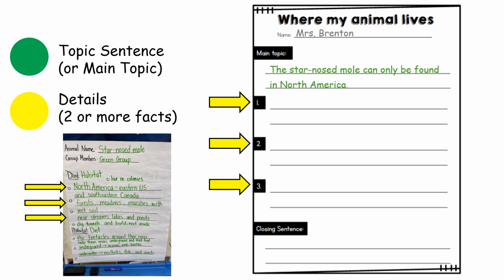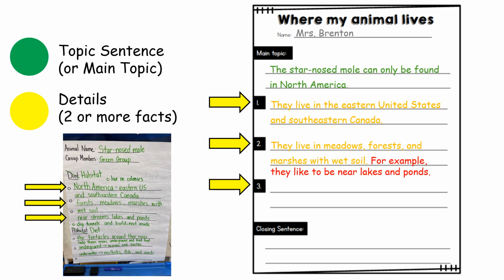Now, for mine, I decided to start off by writing about the different places in North America where the star-nosed mole lives. So my first detail is they live in the eastern United States and southeastern Canada. Then I decided I'm going to write about what kinds of places in those areas they live. So I wrote that they live in meadows, forests, and marshes with wet soil. And notice that matches what I put on my research paper. Then I added an example. For example, they like to be near lakes and ponds.